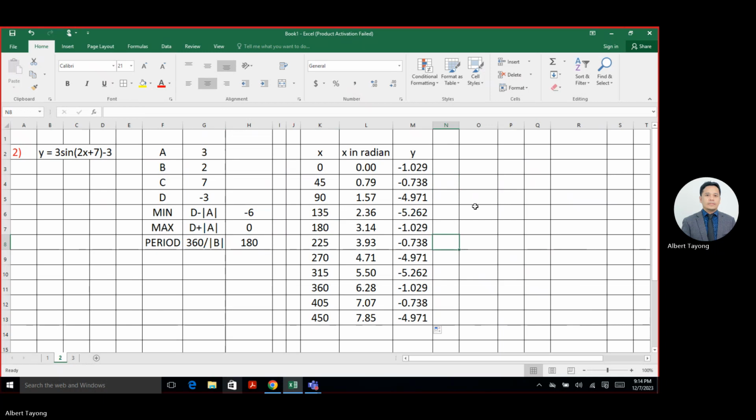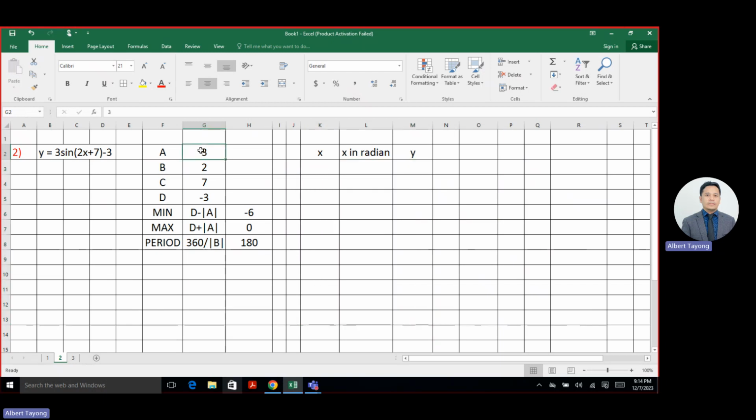Right? So what we're going to do actually is not to follow this method. If we have 3, 2, 7, -3, we don't have 0 here as our C. We have a complete set of A, B, C, and D. What we're going to do is to actually use our maximum or our minimum. Okay, so let's try our minimum.